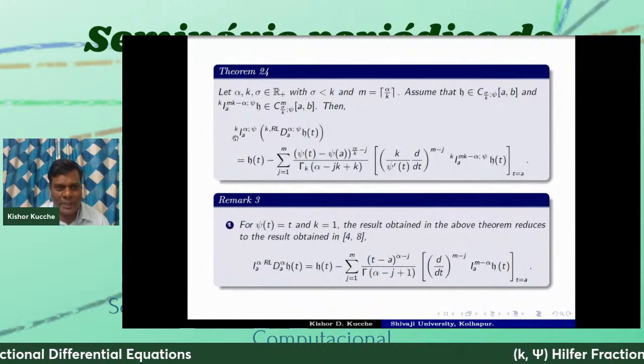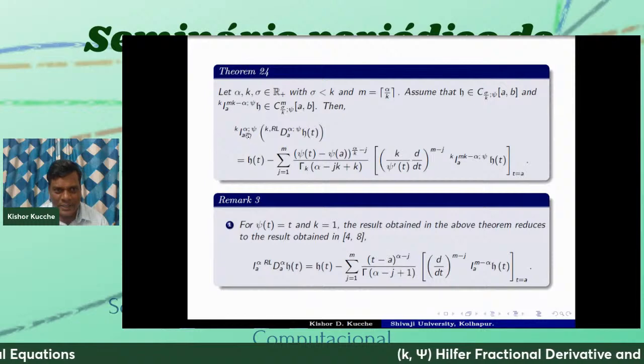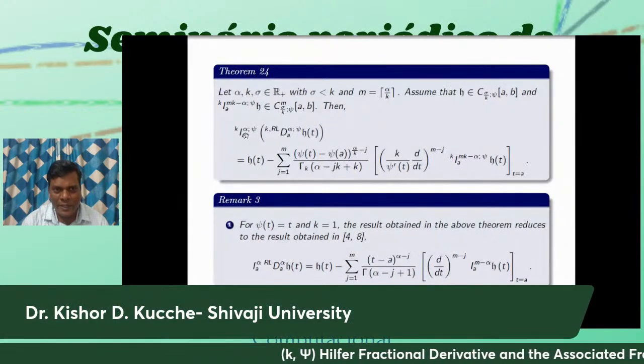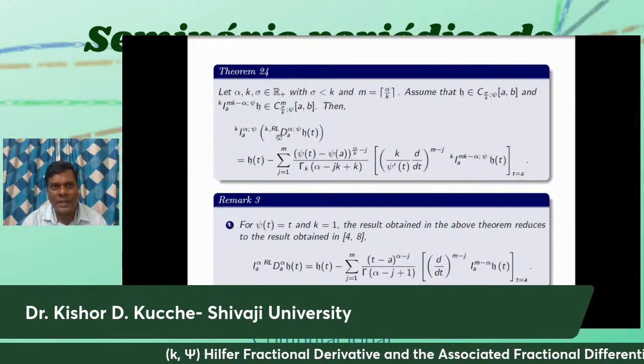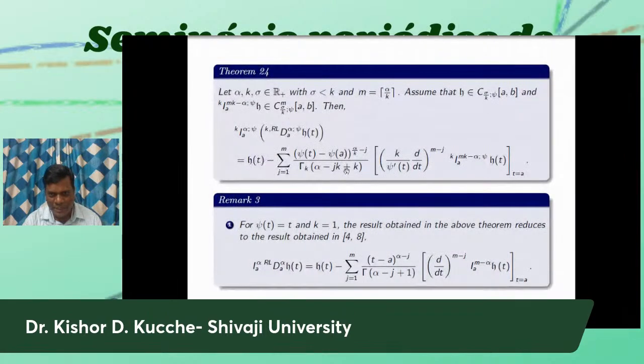This is the relation between integration and derivative. So it is the k-psi Riemann-Liouville integral of the k-psi Riemann-Liouville derivative. Okay, so this formula is generated. Of course, we are considering here alpha, k, sigma positive, sigma less than k, and m is the ceiling of this, and h we are considering in this weighted space.